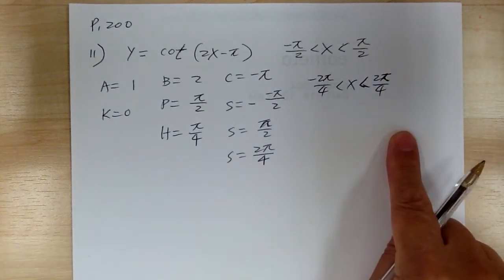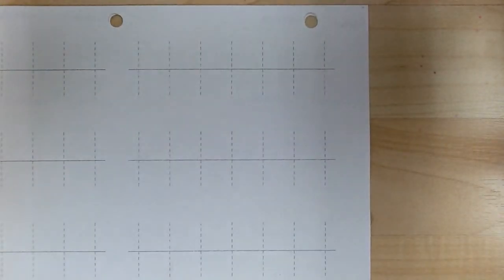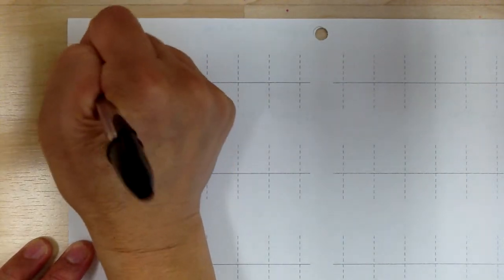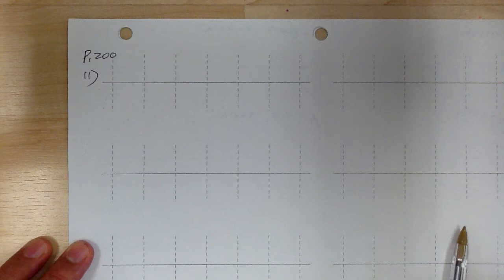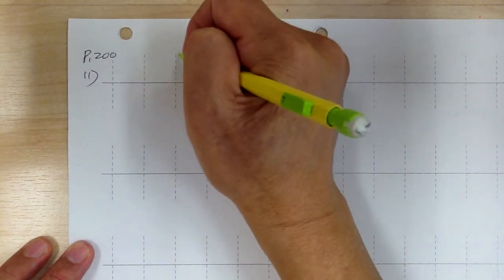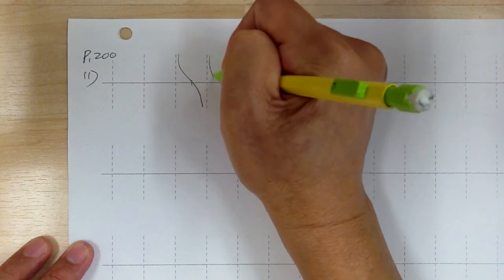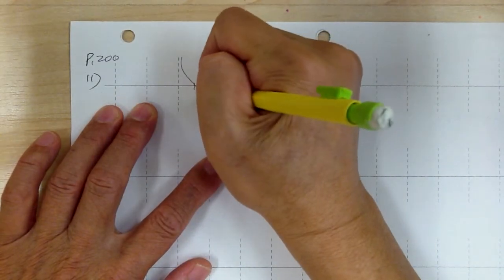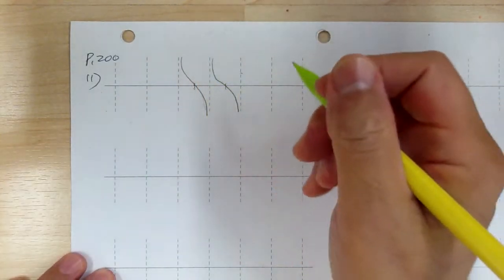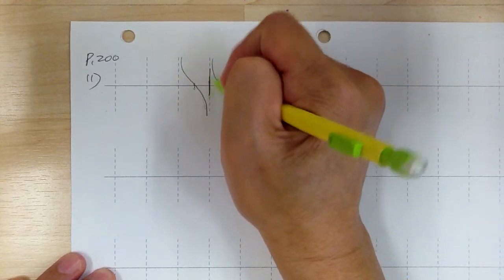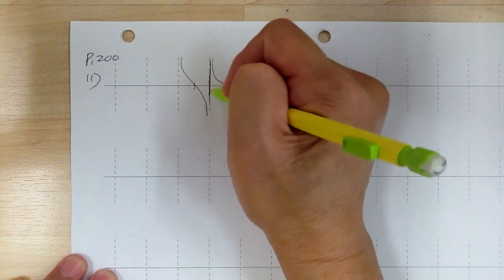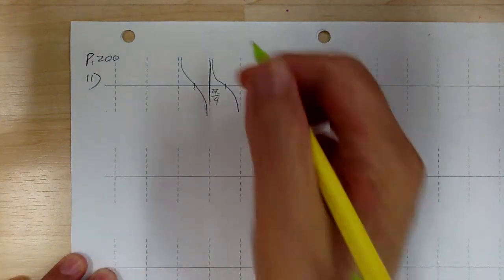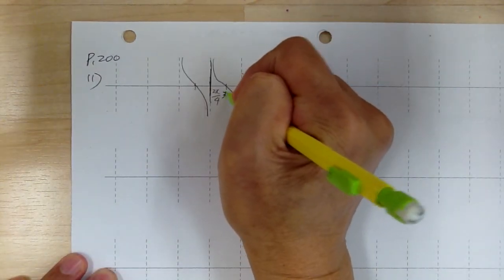Okay, so now we have all the information. So let's go and do graphing. Okay, so this is the cotangent. So the cotangent graph is going this way. And cotangent starts right on the dashed line, so that's where it starts. And this will be the value of s, so it will be 2 pi over 4. And h is pi over 4, so this would be 3 pi over 4.